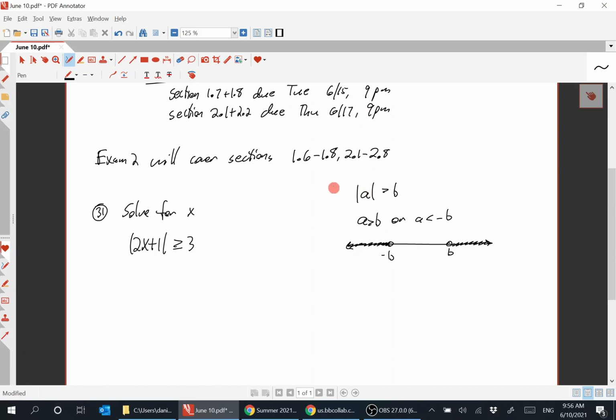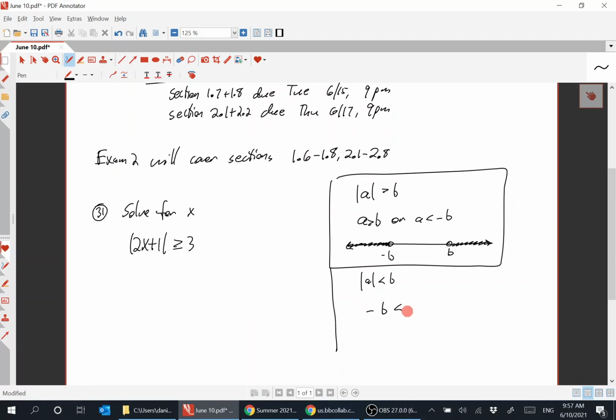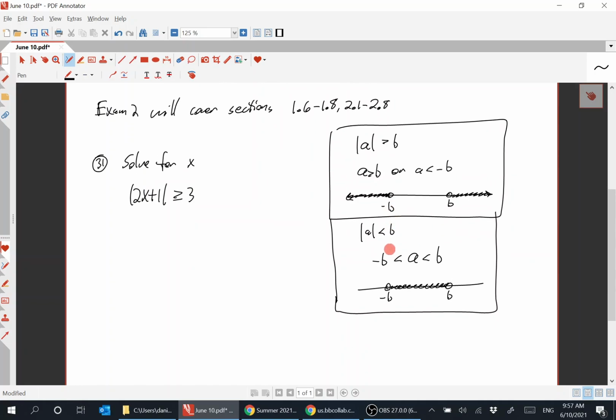And in the opposite, if you had absolute value of a less than b, this means, and you can write it as one string of inequalities, negative b is less than a is less than b. So again, you've got minus b and b on your number line, but you're looking at the interval in between them. So once you eliminate absolute value signs from an inequality using one of these two things, then you can go further and solve from there.